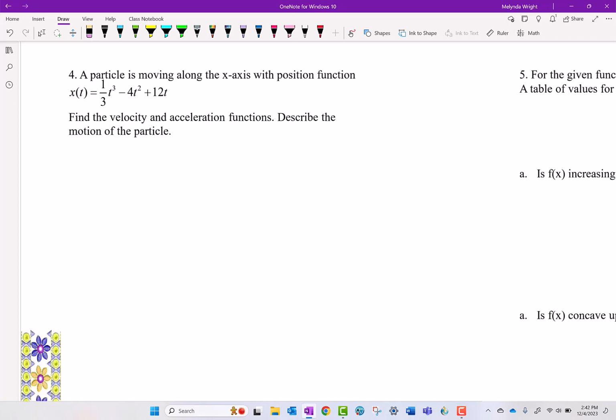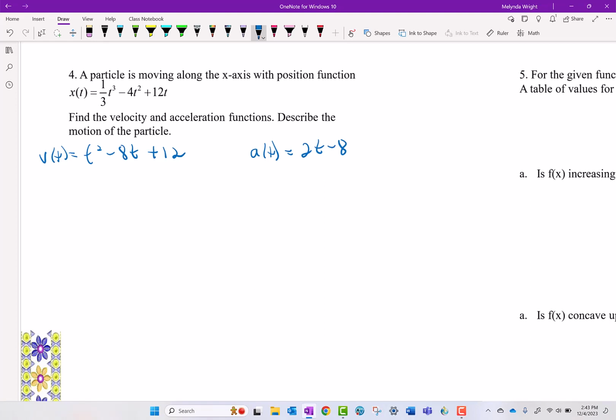Okay, well, let's find the two equations first. Velocity would just be the derivative. So we do a power rule. We get t squared minus 8t plus 12. Acceleration would be 2t minus 8.